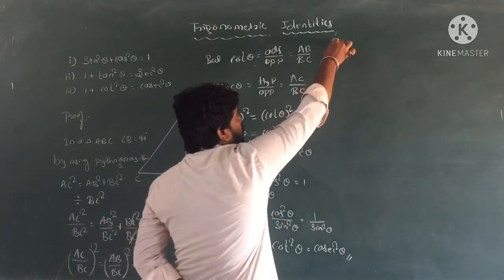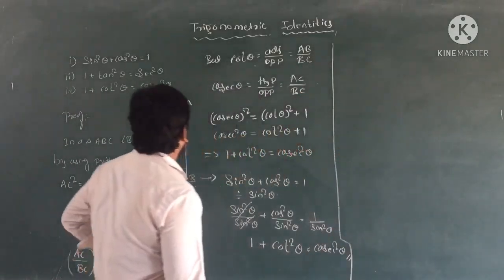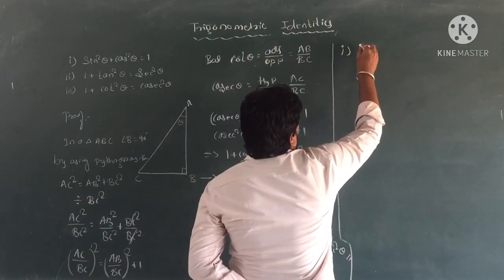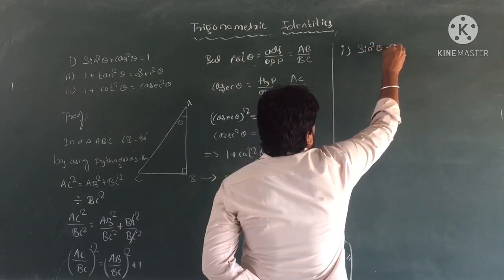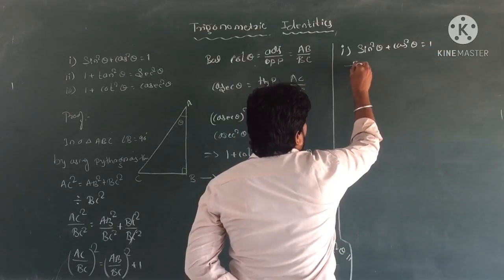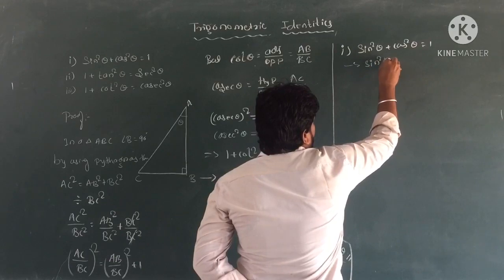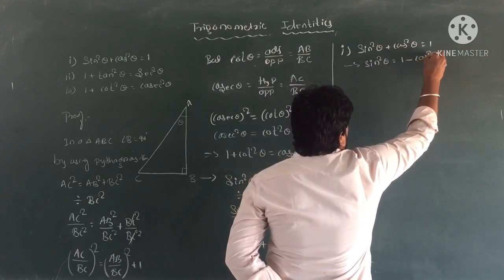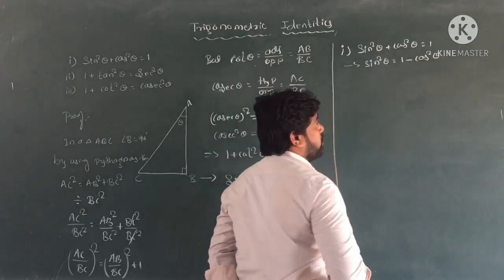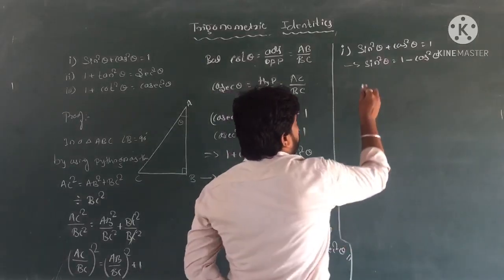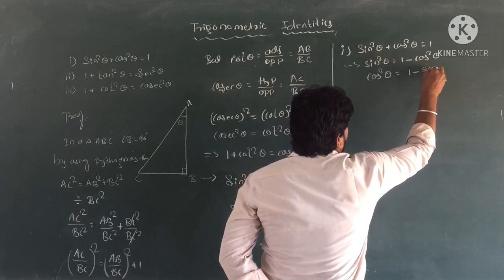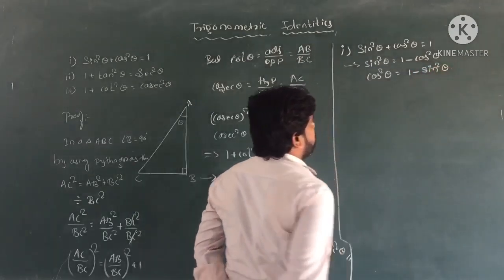So see here we have these three identities. These three identities we can write in another form. So first one: sin square theta plus cos square theta is equal to 1. And next, we can write sin square theta is equal to 1 minus cos square theta. Right? So this cos comes this side, this becomes a minus. It is also an identity. So next another one: cos square theta is equal to 1 minus sin square theta.